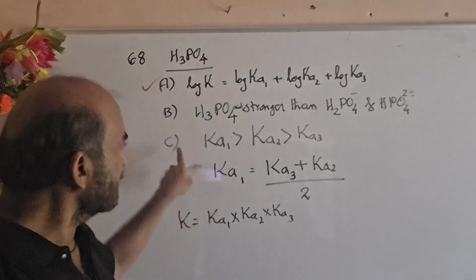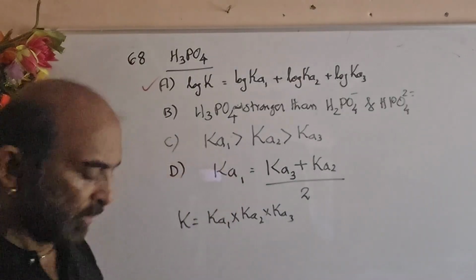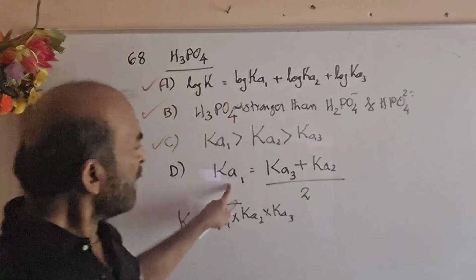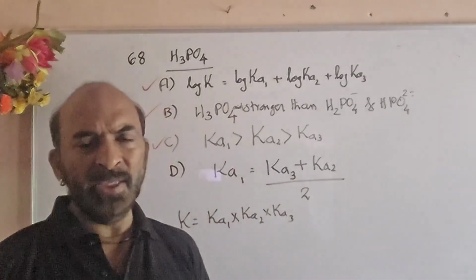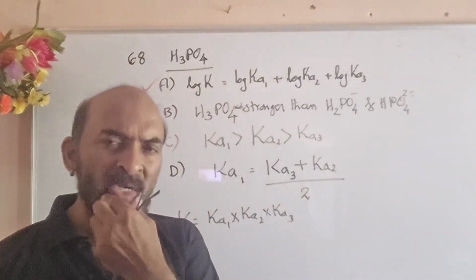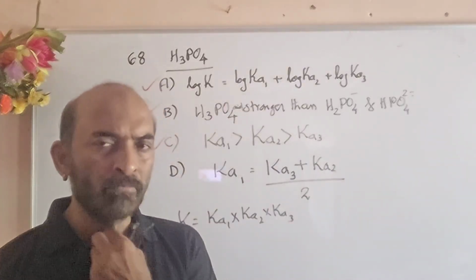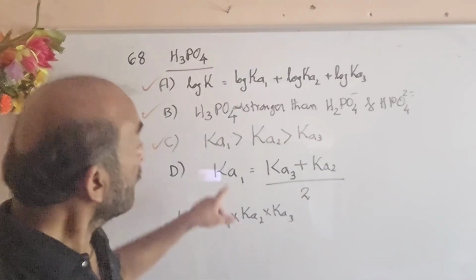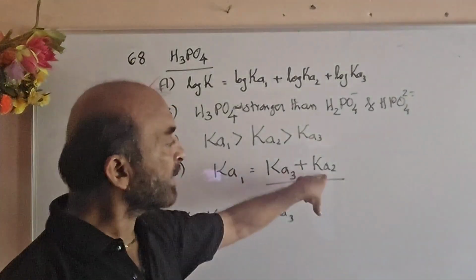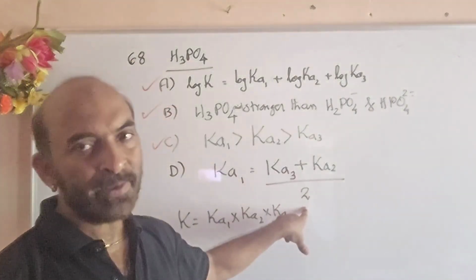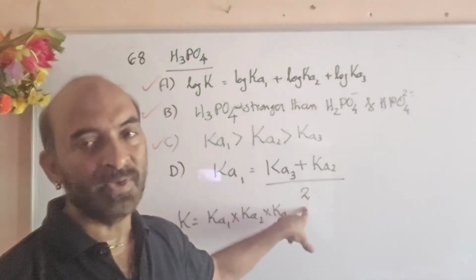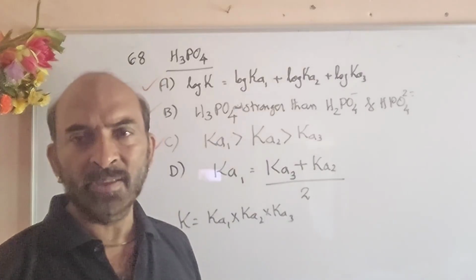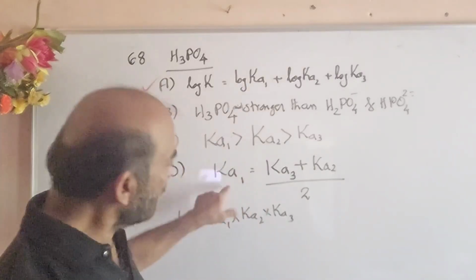Third, that statement C is this itself. So it is also correct. So A is correct, B is correct, C is correct. What about D? Ka1, Ka3 plus Ka2. See, average values work only when the changes are uniform. Here the changes are not uniform. If at all it were uniform, it would have been Ka2 equals Ka1 plus Ka3 by 2. So even such a misunderstanding cannot be there because it is not a linear change in the acid strength.